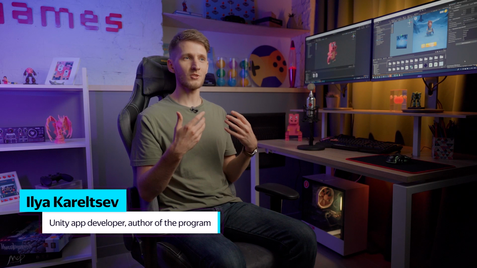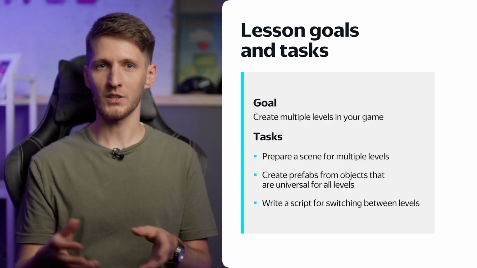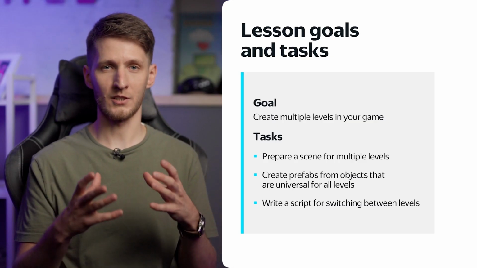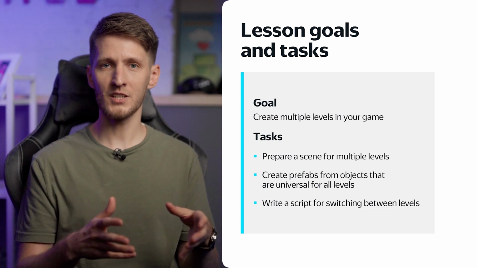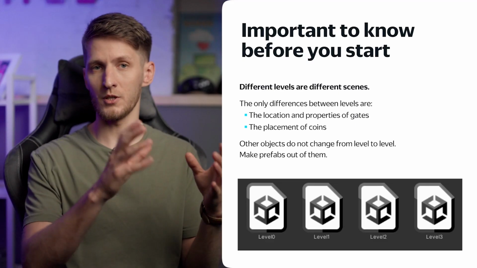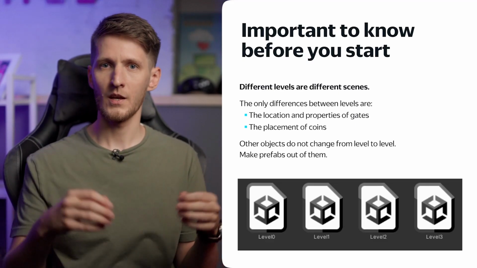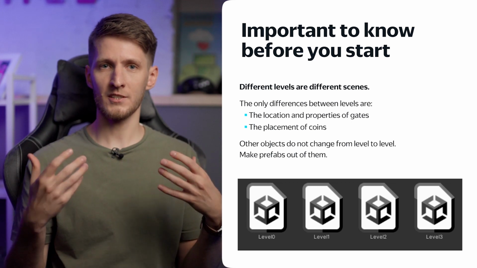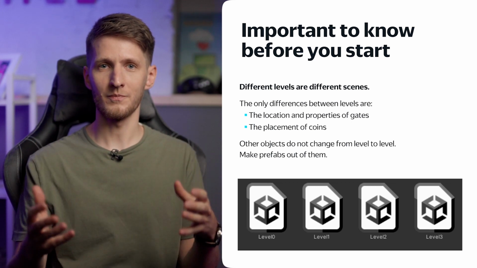Hello everyone. In this lesson, we'll start working with different game levels. Let's prepare the scene for creating several levels, create prefabs, and write scripts for switching between scenes. The levels will differ only in the gate location and properties and the coin location. Nothing else changes, which means we can do it all using prefabs.